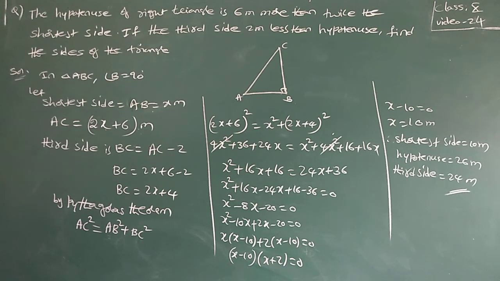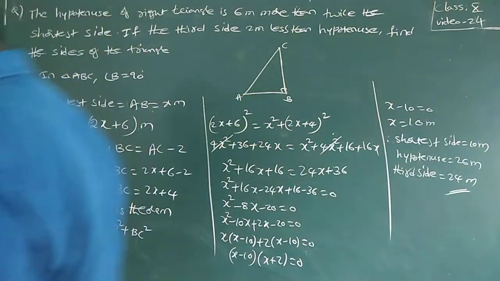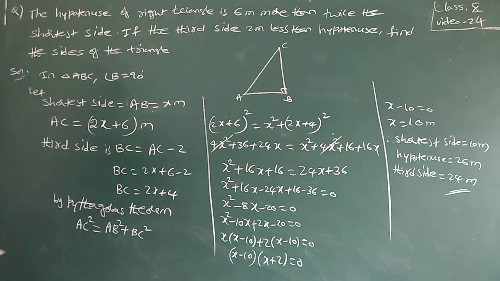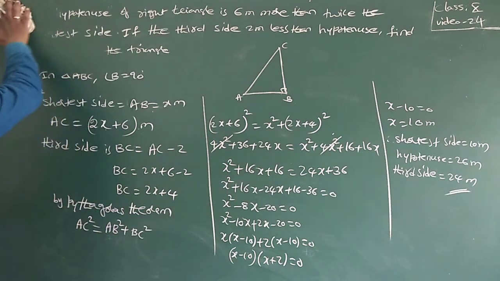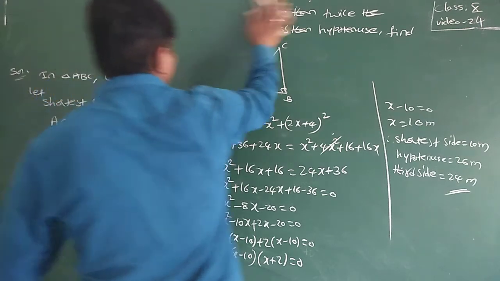Actually, we will get two values, but since sides of any triangle can never be negative, I took x minus 10 is equal to 0, x is equal to 10. Shortest side is 10 meters. Then hypotenuse is 26 meters. Third side is 24 meters.